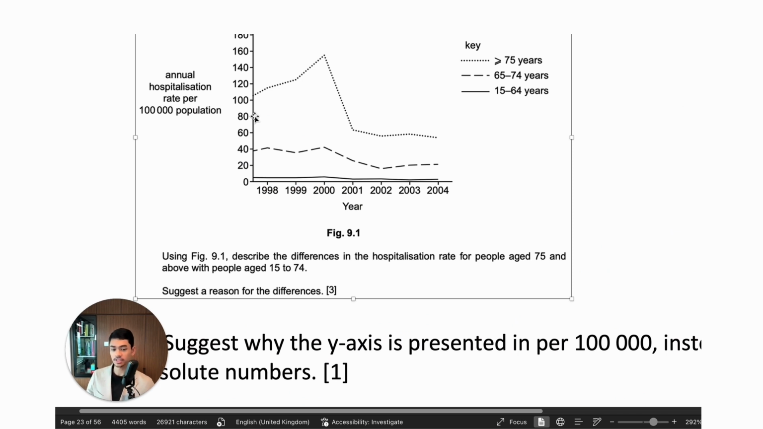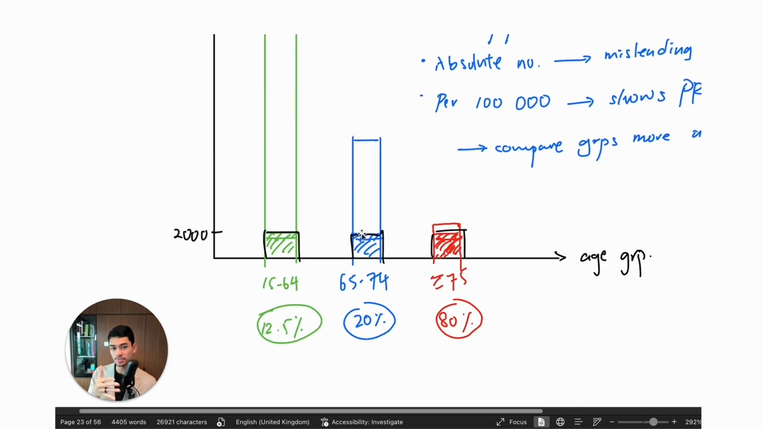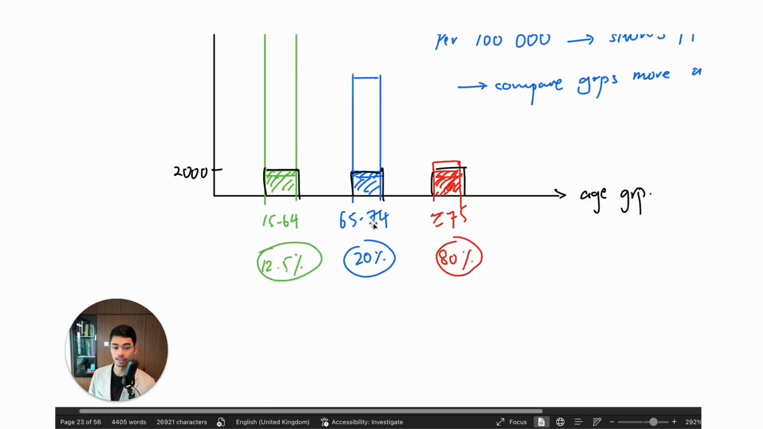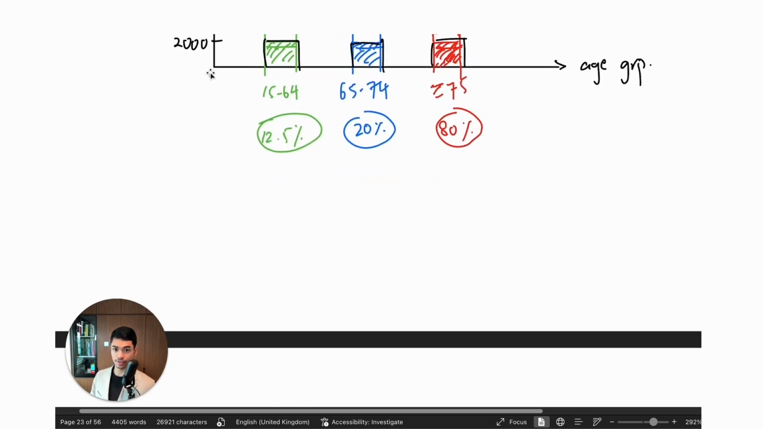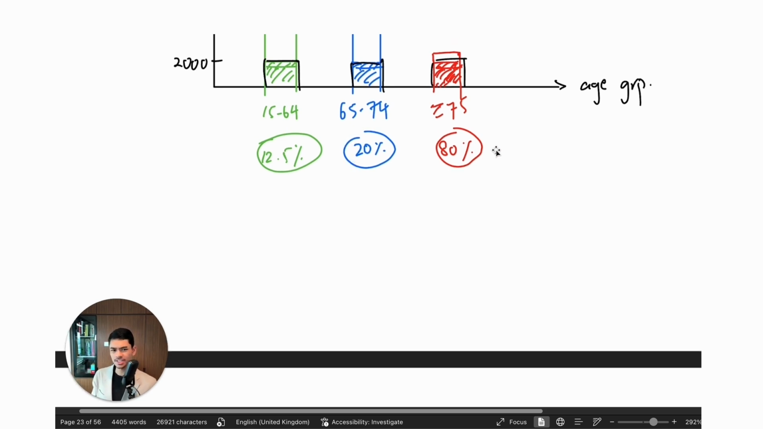The reason is because you can clearly see it's misrepresenting, it's misleading data. Because if I only see the absolute numbers like this, I would think that all age groups are equally impacted. All age groups, same number of people get hospitalized. But when I see it as a proportion, because per 100,000 is a proportion, then it's basically kind of like converting to percentage. It's not exact because it's 100,000, not per 100 people. But it's similar to percentage.